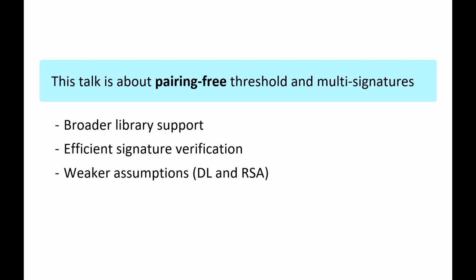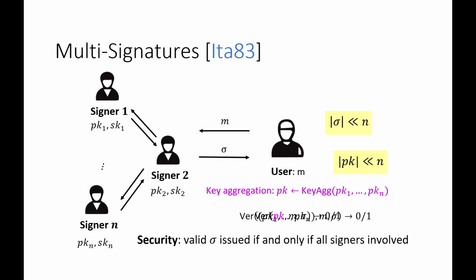Before we start, I would like to clarify that this talk is about pairing-free threshold and multi-signatures. Comparing the pairing-based scheme with pairing-free schemes, the latter have a broader library support, enable efficient signature verification, and require weaker assumptions such as D-log and RSA. So now I'm going to introduce the notion of multi-signatures and also threshold signatures.